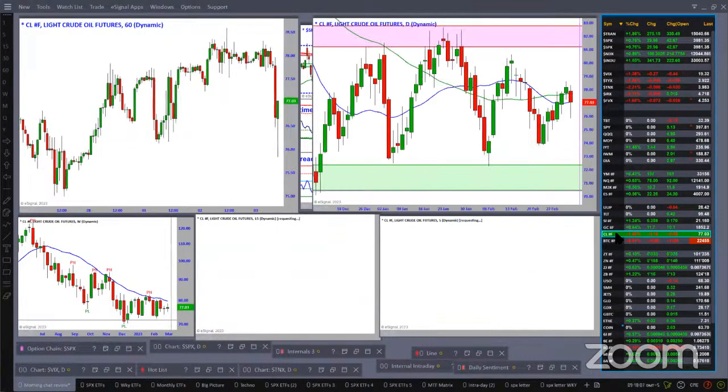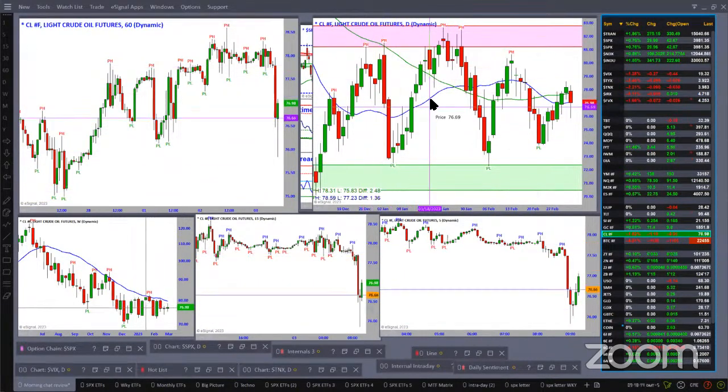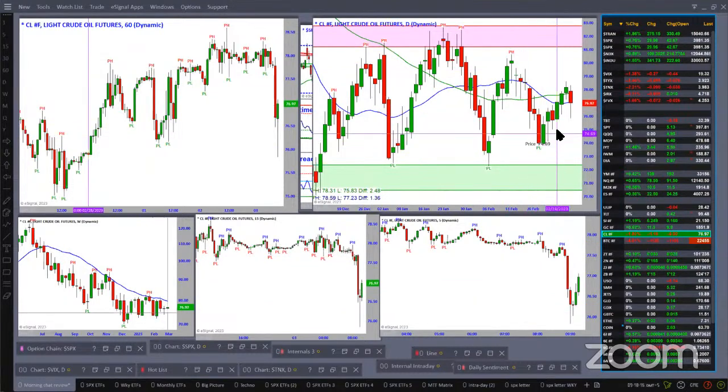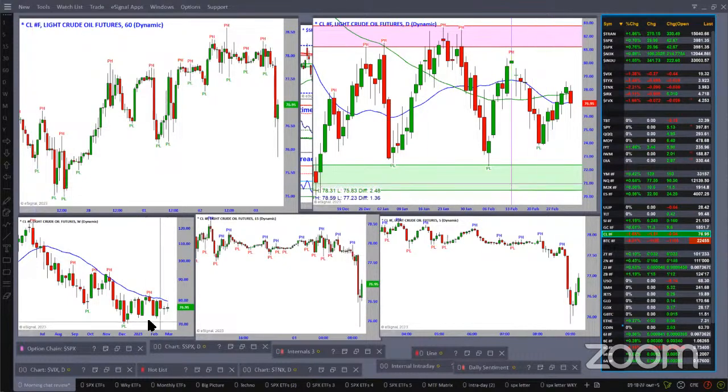And crude oil, still working its way, as to whether this head and shoulders top is going to be negated, or we'll see what happens the next few days, because the weekly chart is just a big sideways mess of red and green bars.